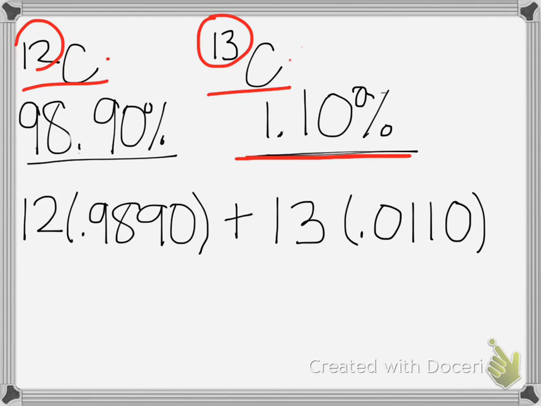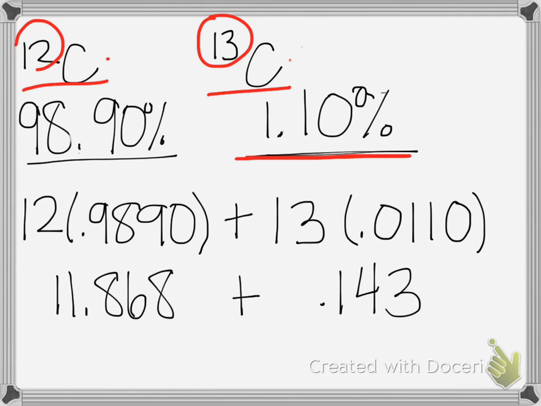All right, so now we have to multiply each. When we multiply 12 times 0.9890, we get 11.868. You should also be doing this on the calculator to make sure that you are getting these same answers. Multiplying 13 by 0.0110, we get 0.143.